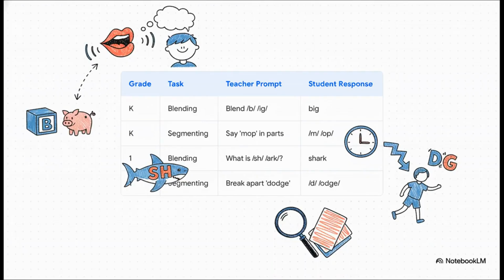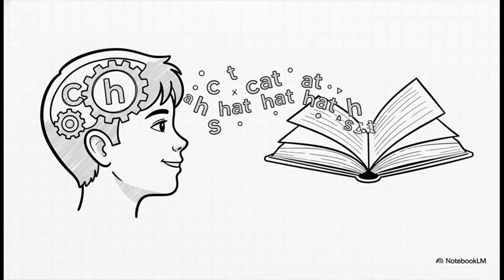These are just super quick checks you can do one-on-one, and they give you so much valuable data in just a few seconds. And really, that's the ultimate goal here. We practice blending and segmenting over and over and over again, so that it becomes second nature for them. When a student can automatically see the at chunk in cat and hat and sat, they are so far along the path to becoming fluent, confident readers.